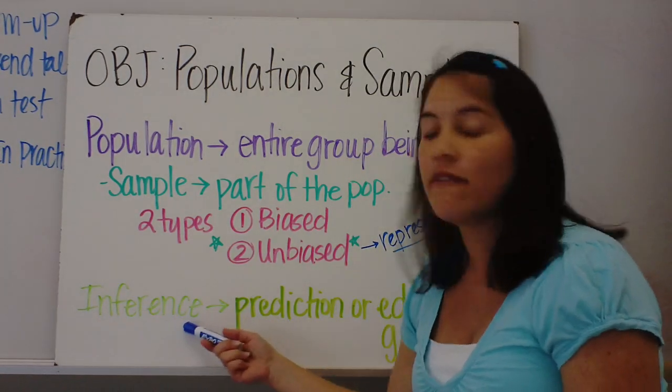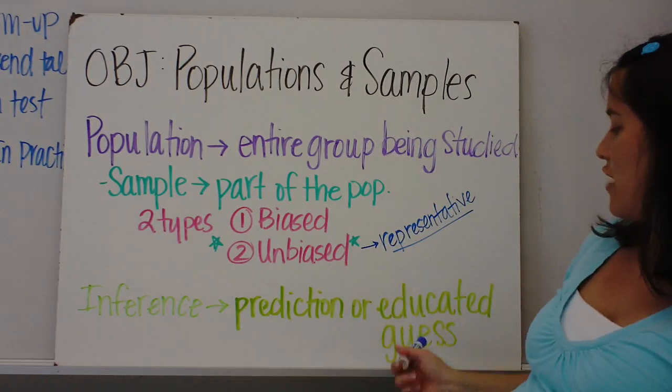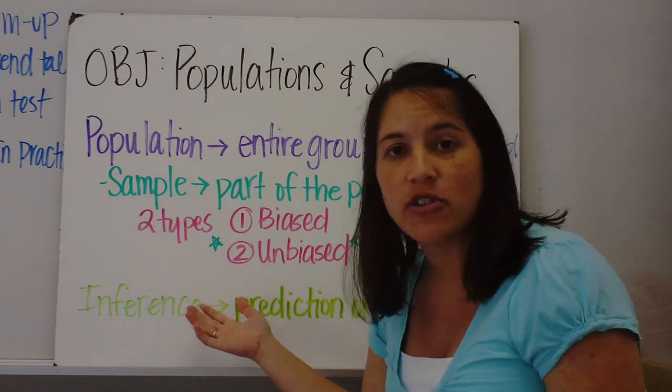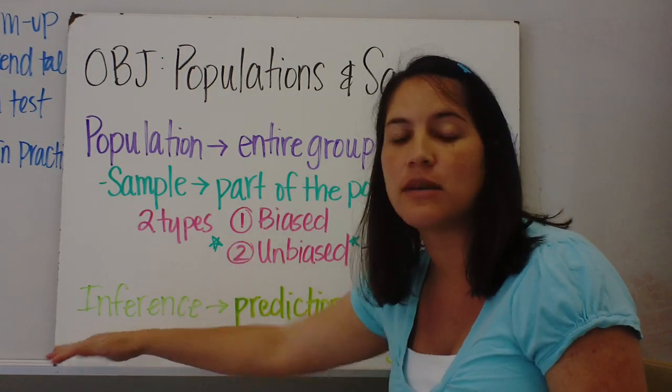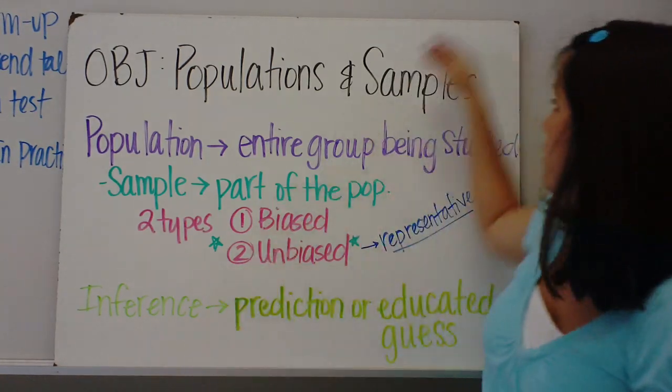And then the last word is inference. I had to call Miss George for help. An inference is a prediction or an educated guess. So we're going to use some data from our samples to make an inference. And that is the goal, making an inference.